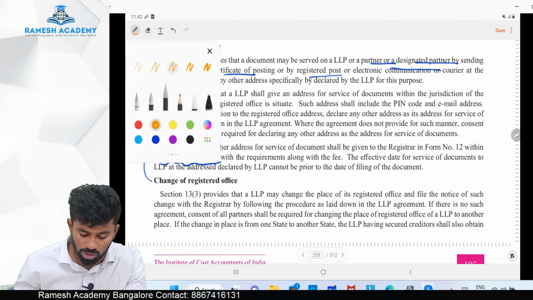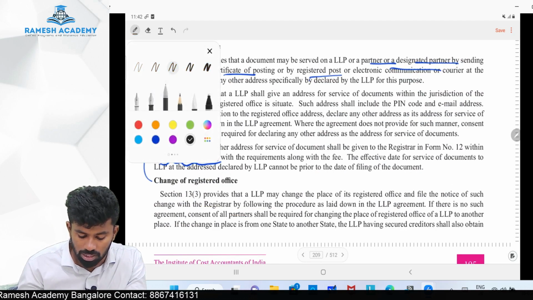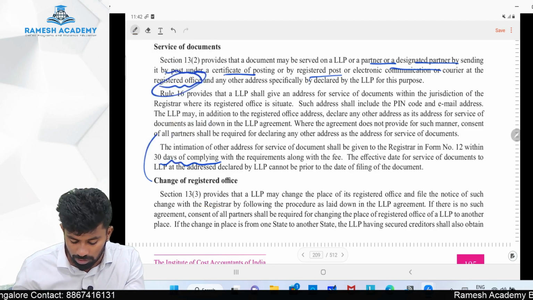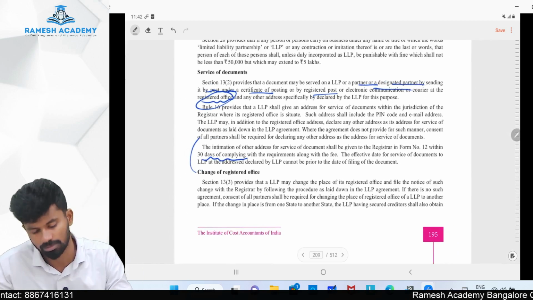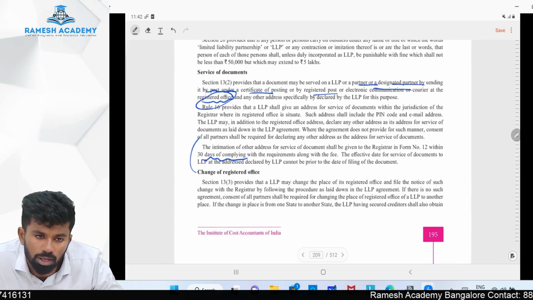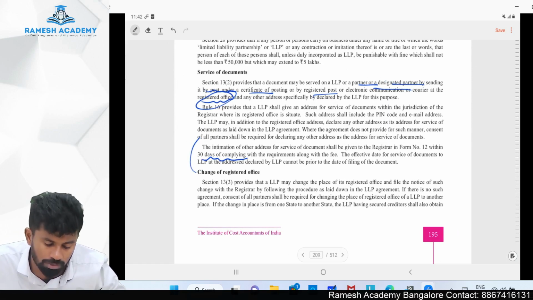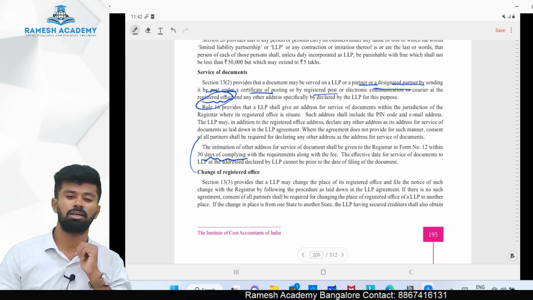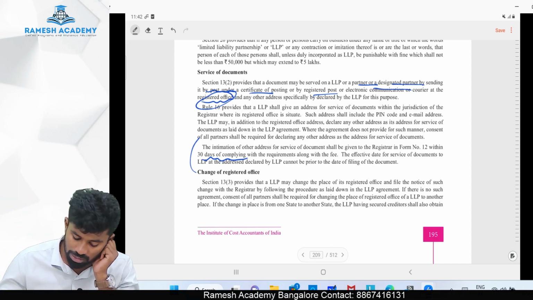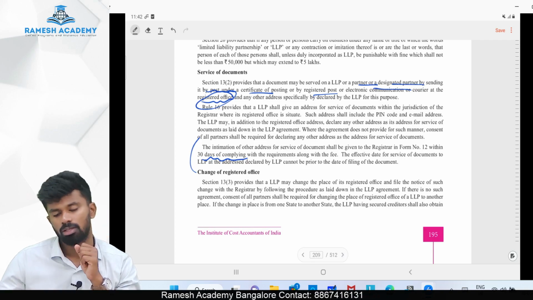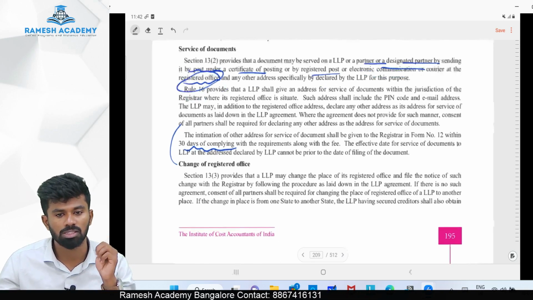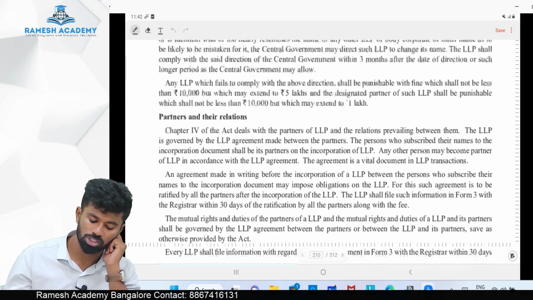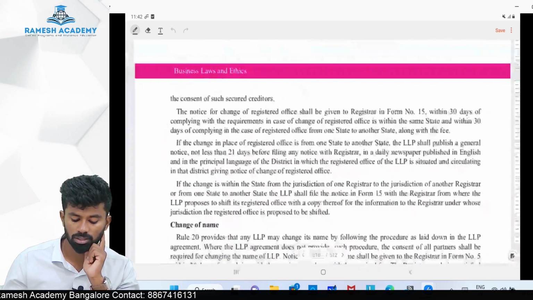If the LLP agreement is silent, then the change can be made only with the consent of whom? Consent of all the partners. Generally, a change of registered office of the LLP can be done as per the formalities prescribed in the LLP agreement itself. But if the LLP agreement is silent, then the law provides that all partners should give consent for change of registered office. An LLP having a secured creditor shall also obtain the consent of whom?